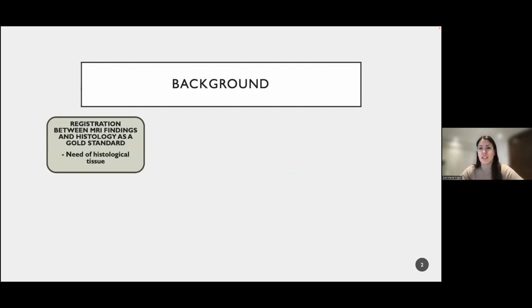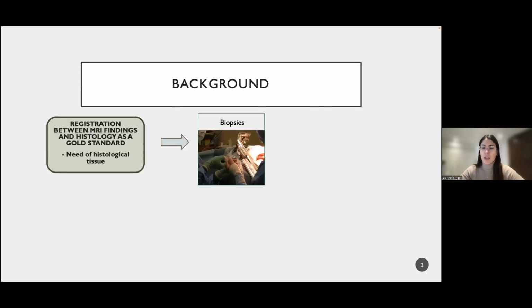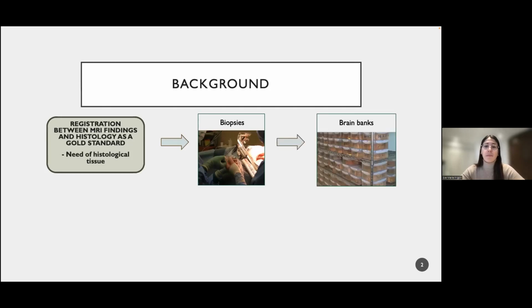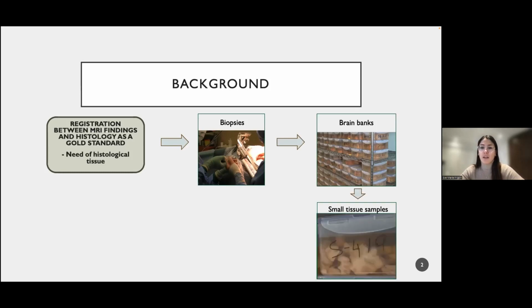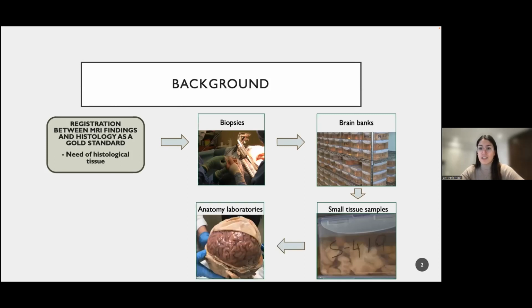And since histology is still a gold standard and MRI findings need to be validated, neuroscientists are in need of histology tissue that is provided in vivo by biopsies. Well, since they are very invasive and provide very small tissue samples, it is almost impossible to use them in neuroscientific research. Therefore, people use postmortem human brains, but the tissue is nowadays obtained through brain banks that provide very small and few tissue blocks in comparison to what we could obtain from gross anatomy labs, which have a higher amount of full brains.